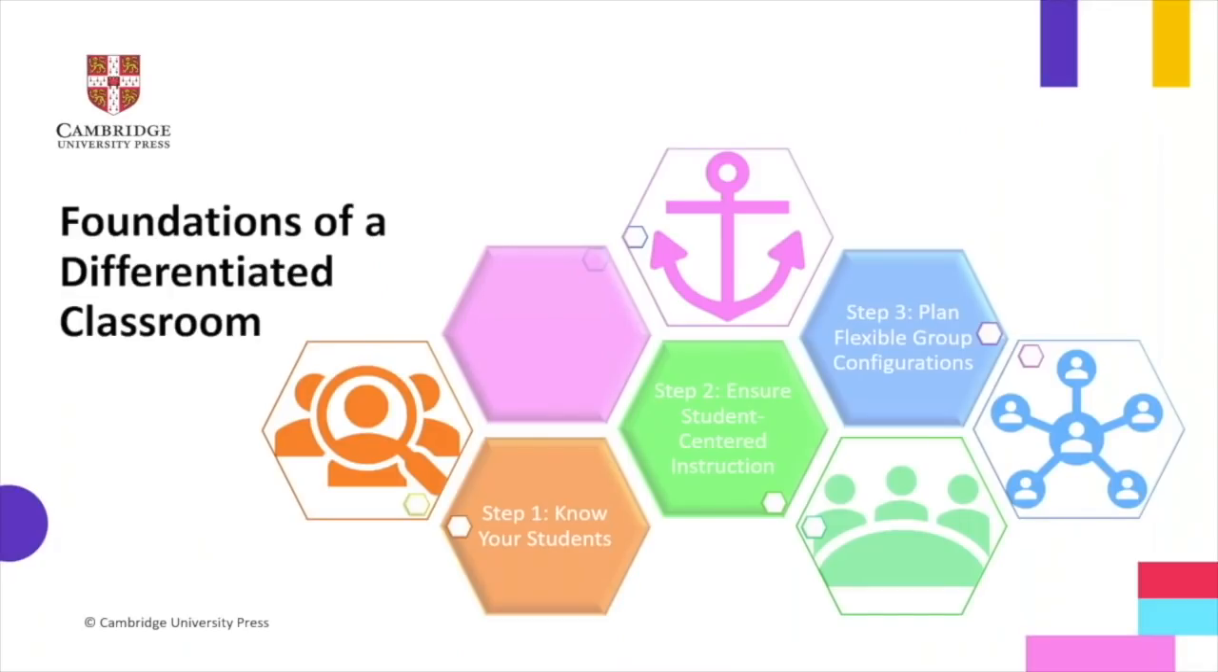So today we're going to talk about the foundations of a differentiated classroom. If you want to differentiate either by process or product or content, what are some of the foundational things that you need to be able to do this, and specifically in an online environment? And so step 1 is going to be know your students. Step 2 is ensure student-centered instruction. And then step 3 is to plan flexible group configurations. So these are some foundational things that we want to be thinking about.